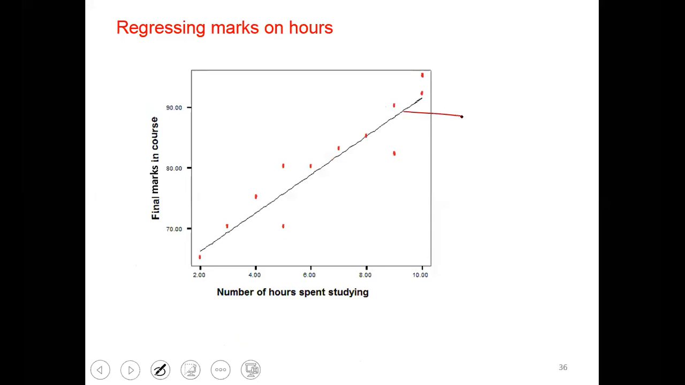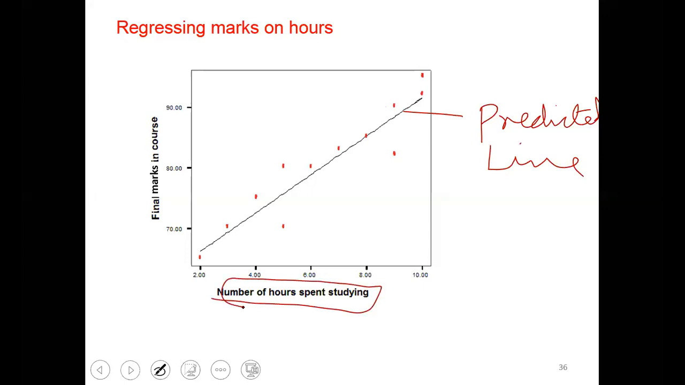So we will see later on how to predict that line, or how to draw the predicted line. Anyhow, right? So here, what we can say is, when you increase the number of hours spent on that particular subject, it increases the marks, final marks, right?